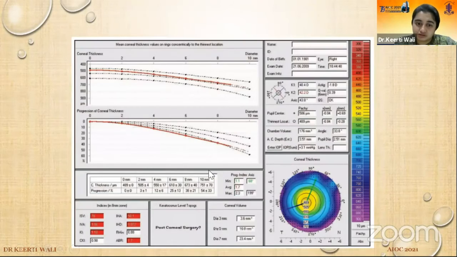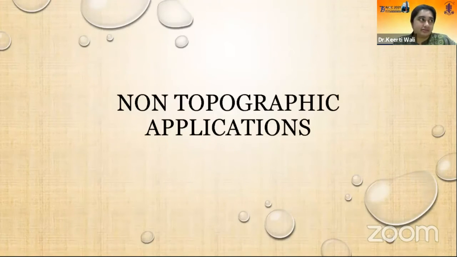On Belin-Ambrosio also you can see that the indices are pathological, and there is an S shape and a steep fall in the percentage corneal thickness. Okay, so this is how Pentacam helps us in knowing the high-risk and the moderate-risk patients for refractive surgery.